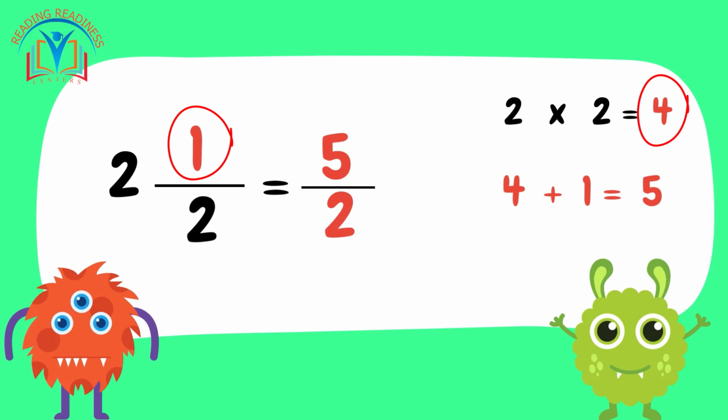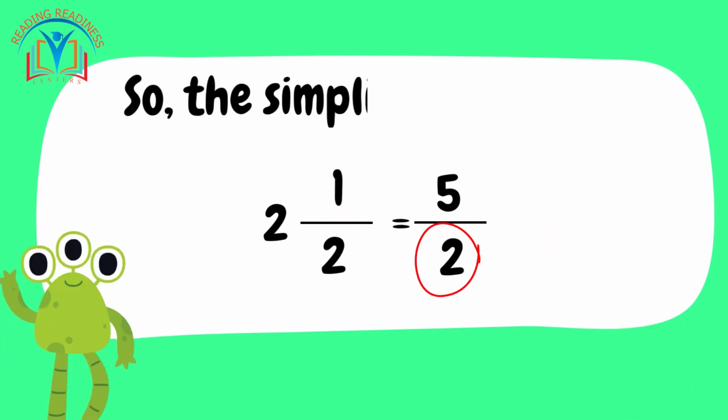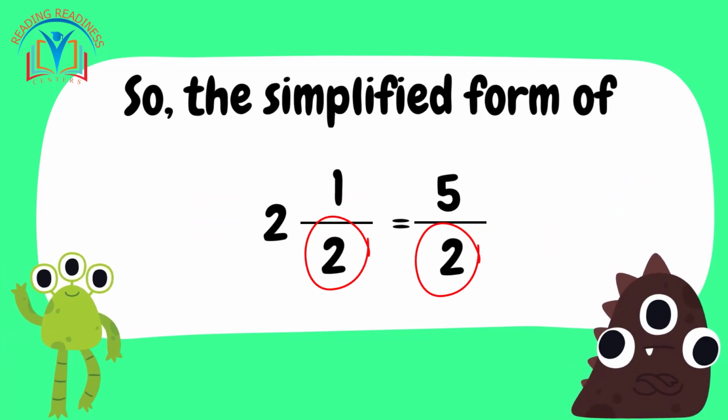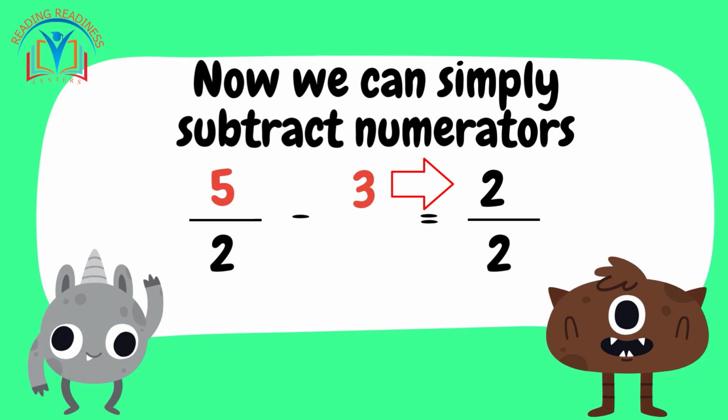Add the product 4 to the numerator 1 of the fractional part 1/2. 4 plus 1 is equal to 5. The denominator of the simplified fraction remains the same as the original denominator 2. So, the simplified form of 2 1/2 is 5/2. Now we can simply subtract numerators.